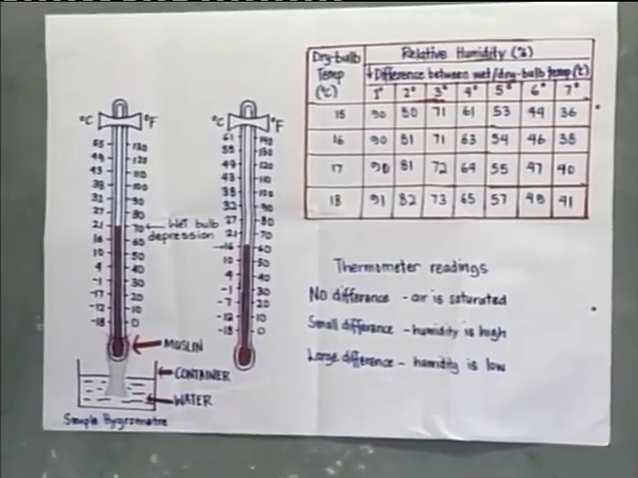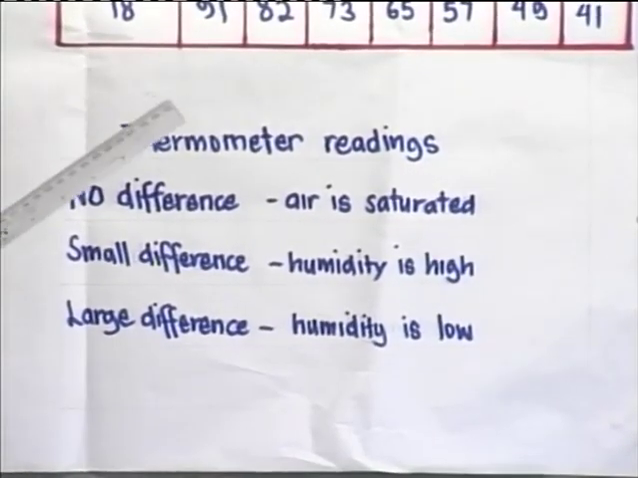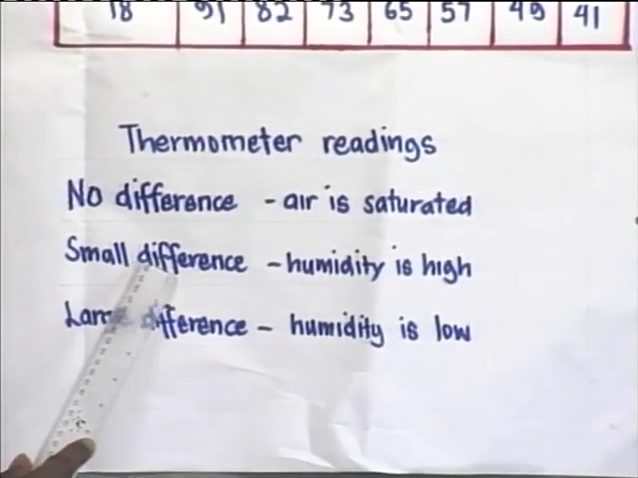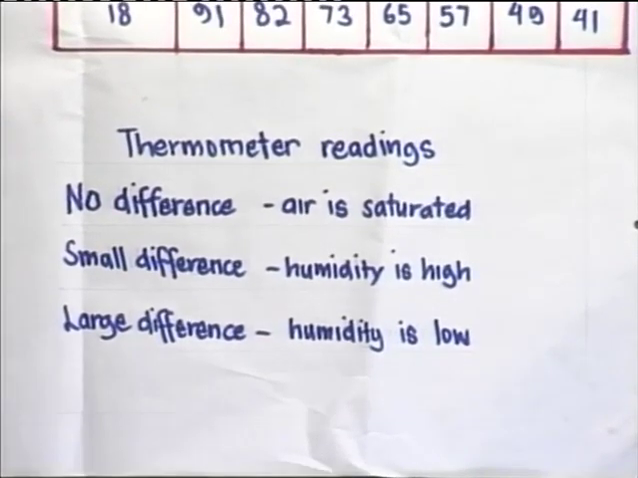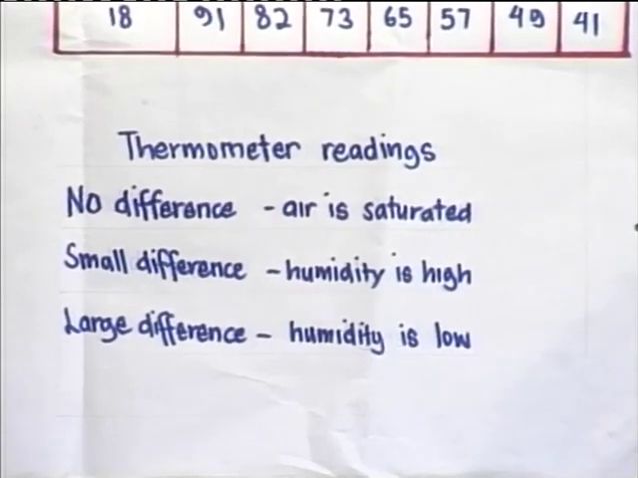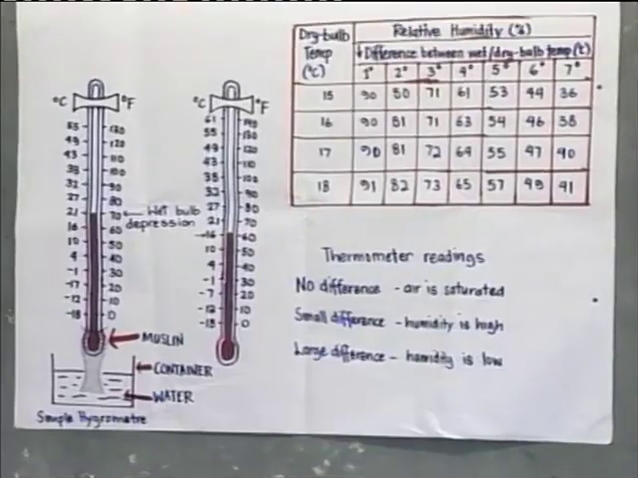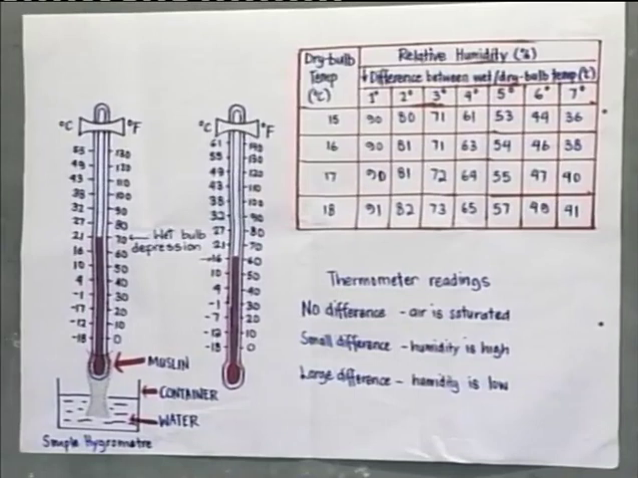How to read the thermometer readings: if there's no difference between the two temperatures, the air is saturated. If there's a small difference, there is high humidity. And if there's a large difference, the humidity is low. And that's how you read the temperature for the humidity. Thank you. Any questions?